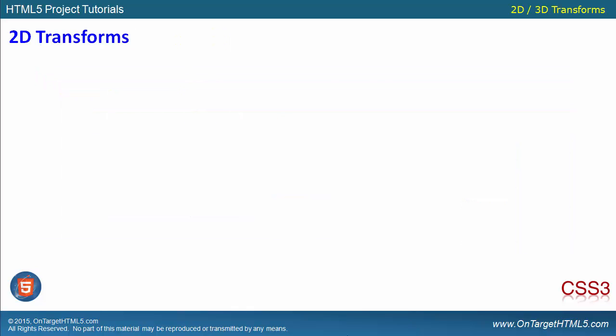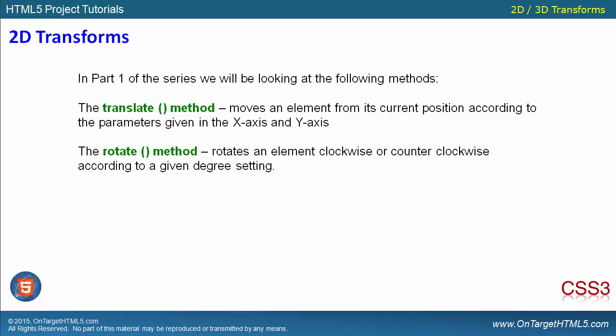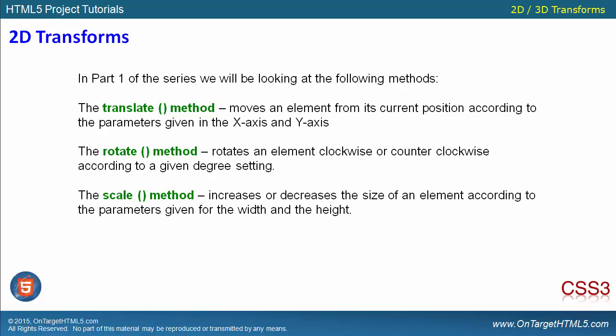So, 2D transforms. In part 1 of the series, we'll be looking at the following methods. The translate method moves an element from its current position according to the parameters given for the x-axis and the y-axis. We'll also look at the rotate method, which rotates an element clockwise or counterclockwise according to a given degree that we set in the parameter settings. And we'll look at the scale method, which increases or decreases the size of an element according to the parameters given for the width and the height of that element.